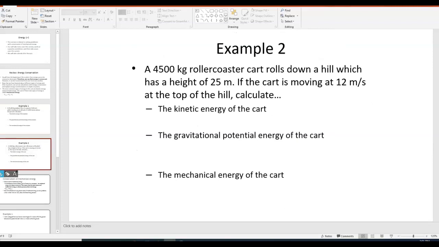Okay, example 2. A 4,500 kilogram roller coaster. Again, immediately I jump into reading the problem and I'm identifying my given information. Pay close attention to units. Okay, so mass is measured in kilograms.